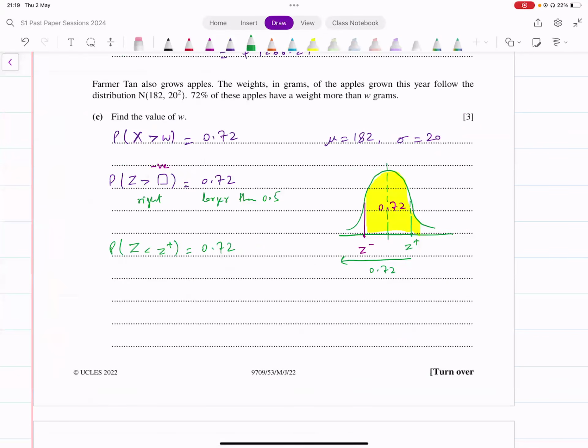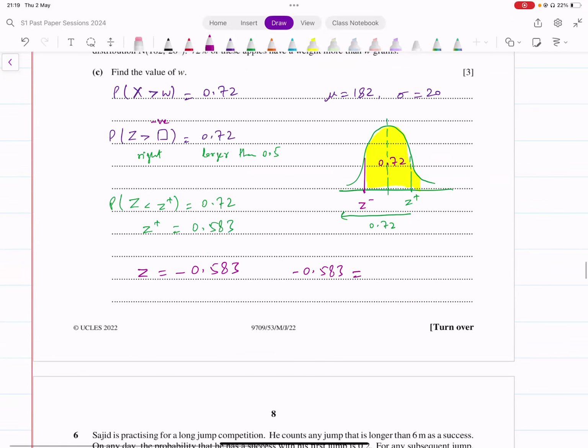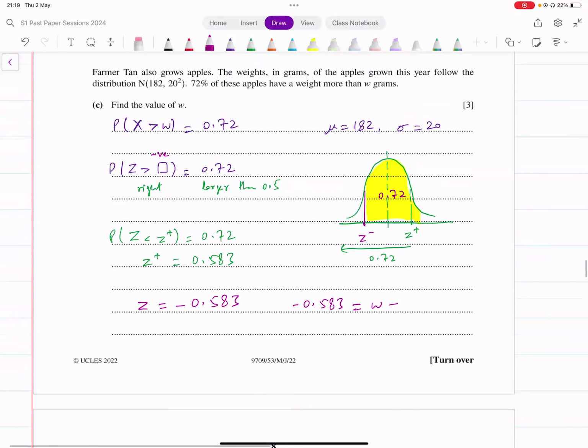So that means the positive value of z is 0.583, but the actual z was supposed to be negative. So we say z is minus 0.583. And now we need to find the value of w. Let's put this in the formula. Minus 0.583 equals x, which is w in this case, minus mu was 182, divided by standard deviation, which is 20, and that is going to give you the value for w.